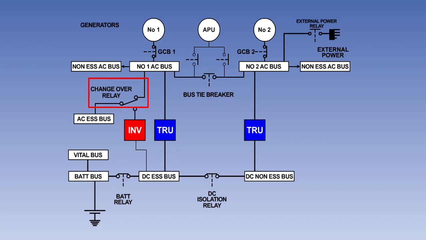The essential AC busbar will be supplied from number 1 AC busbar. The DC essential and non-essential busbars will be joined together by the closed contacts of the DC isolation relay. The battery relay contacts will be closed, connecting the battery to the DC essential busbar. The battery will be supplying both the battery busbar and the vital busbar.